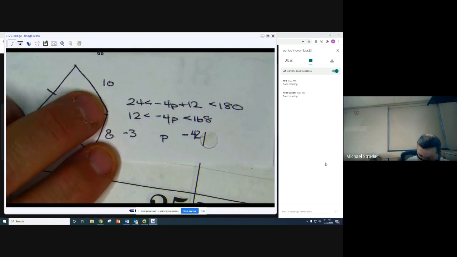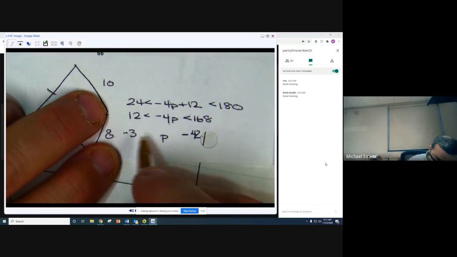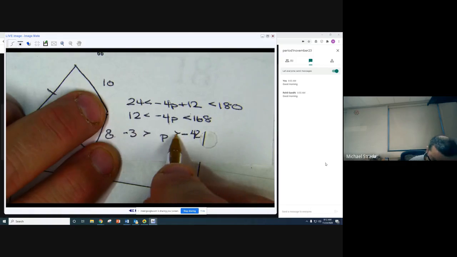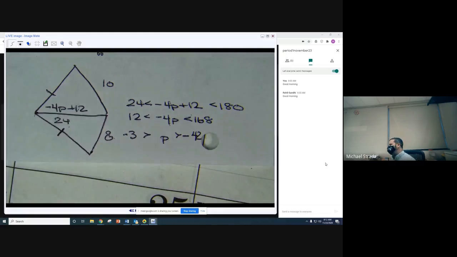And when we divide by a negative, what must we remember to do with the inequality symbol? If you didn't flip it, would it make sense? Could a number be bigger than negative 3 and less than negative 42 at the same time? Absolutely not. Okay? Everybody good?